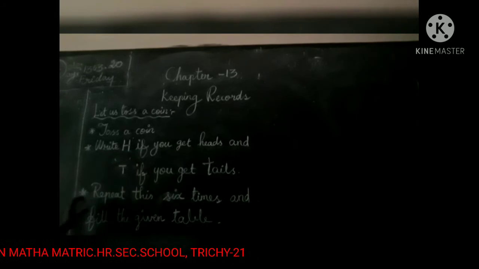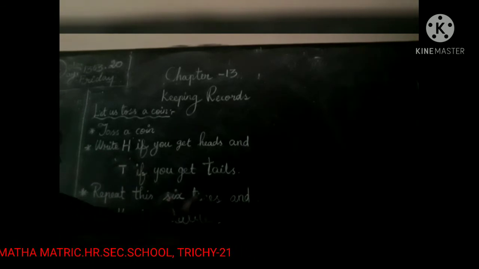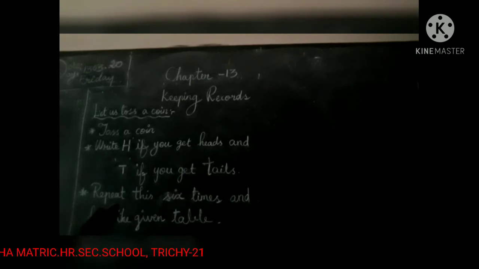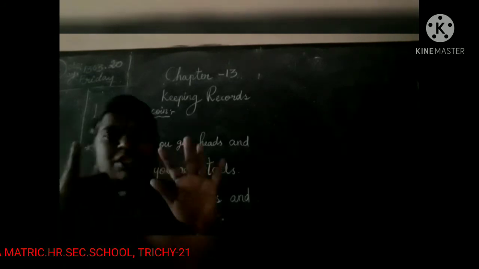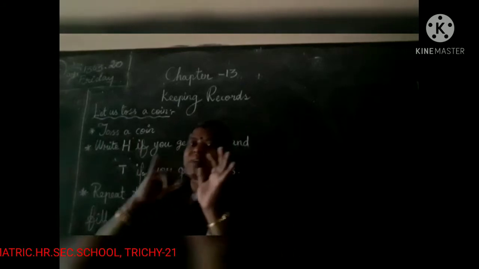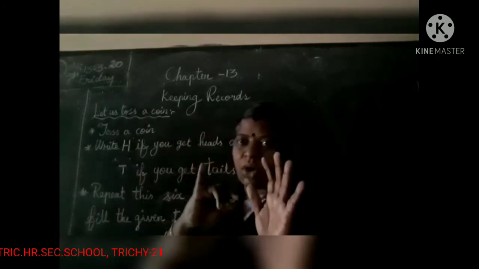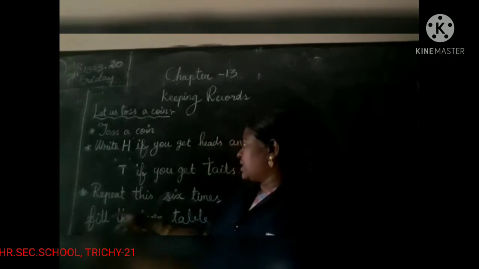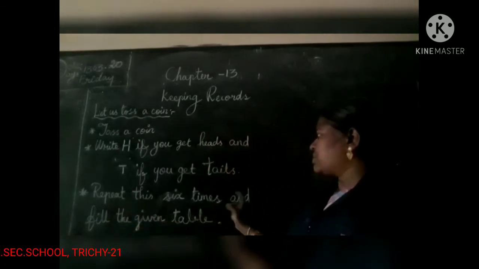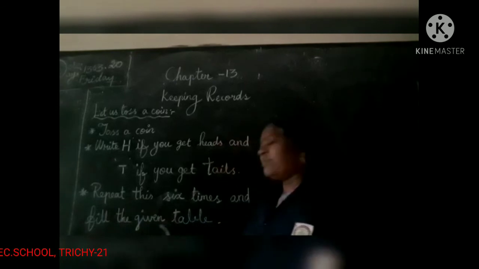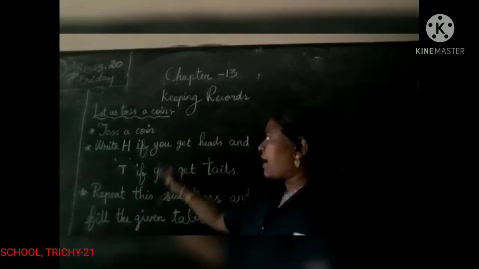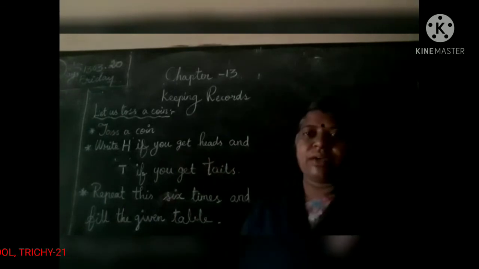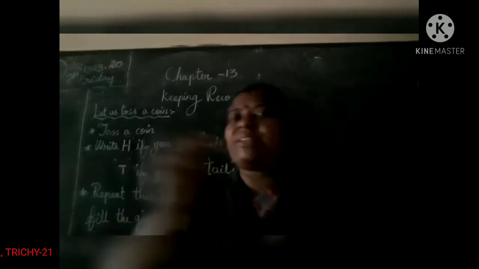Then repeat this 6 times and fill the given table. How many times are we going to do this? 6 times. We are going to toss a coin 6 times to get the record. After repeating this, we are going to fill it in a table. Are you ready, kids? Shall we do it now?